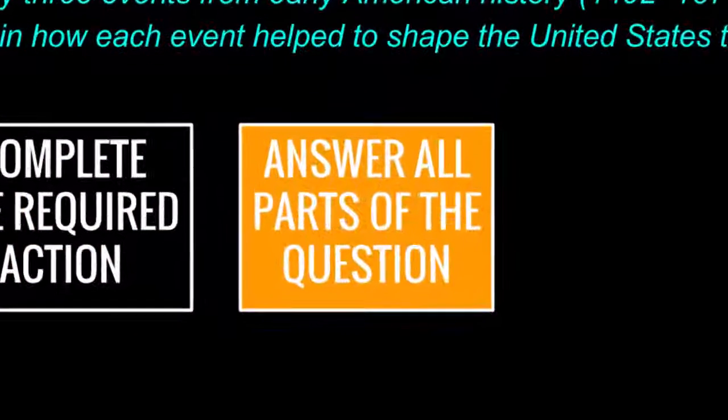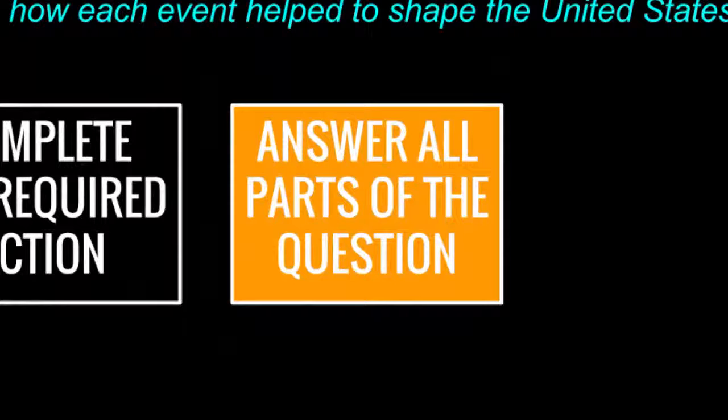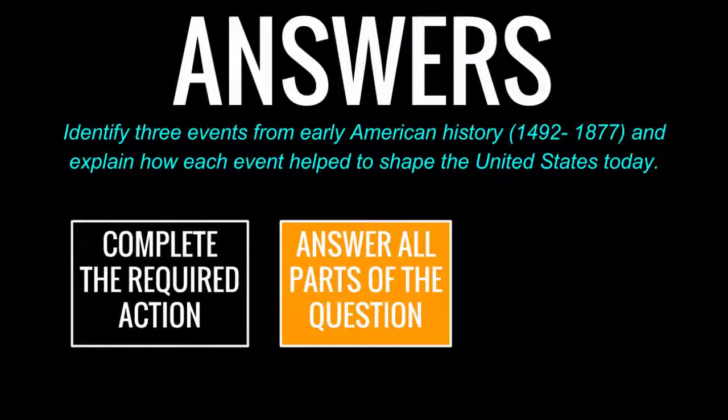The second step to remember in the answer section is to answer all parts of the question or prompt. This prompt is asking us to identify and explain 3 events. We need to include 3 events and explain how each of those 3 events helped to shape the United States today. You must address all parts of the question or prompt to earn all of the possible points. You can earn up to 3 points for the explanation of each event.